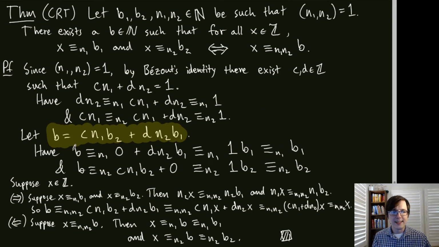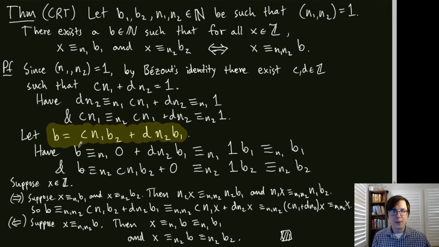That means that substituting b in for x, the first equation is solved. And similarly, b is congruent mod n2 to, well, this equation reduced to mod n2, and that gives us b2 using the second thing that we found before. So substituting b in for x, the second congruence is also solved.